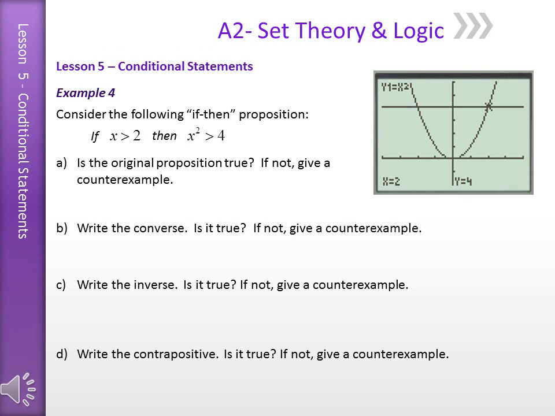Here's another example. Example 4. Considering the following if-then proposition. If x is greater than 2, then x squared is greater than 4.